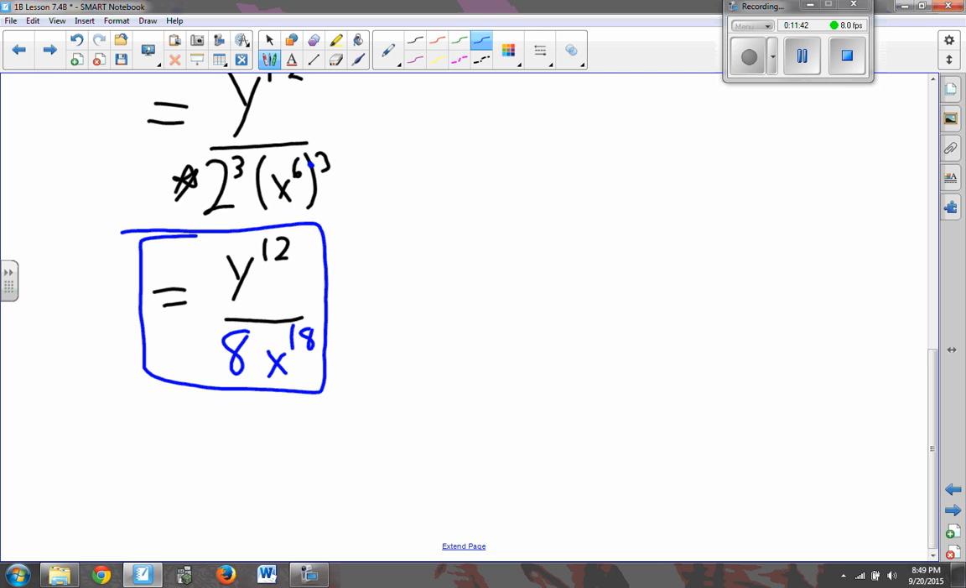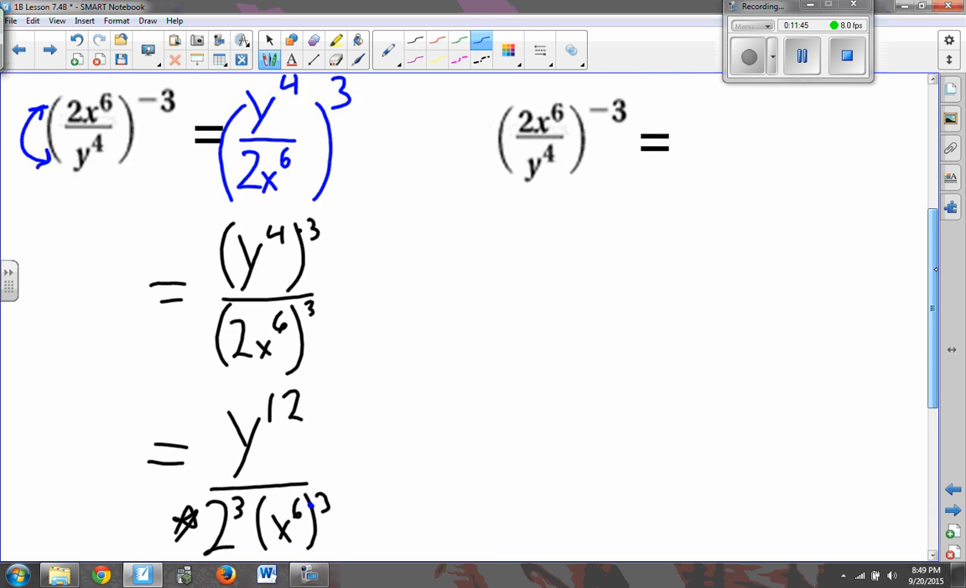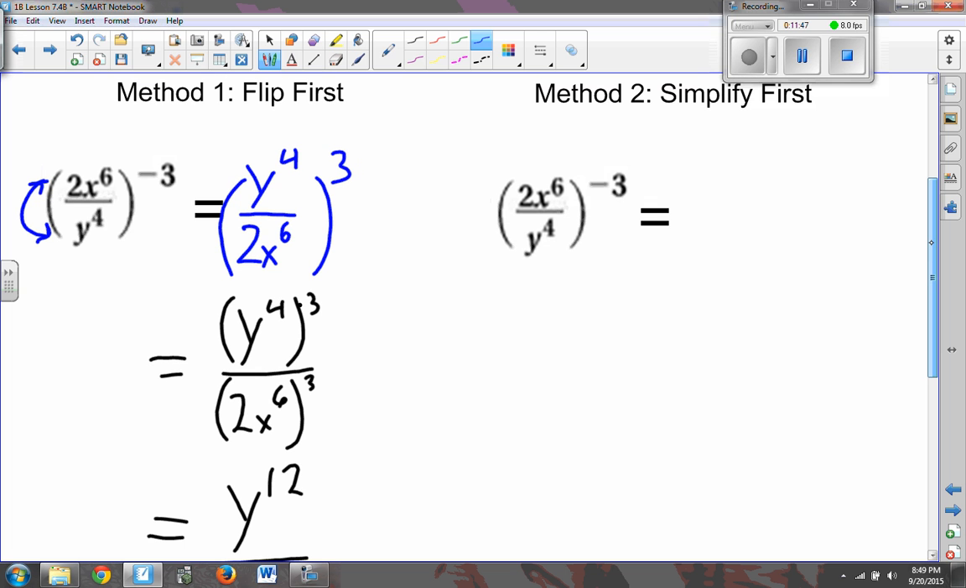Okay. Next, I'm going to do the other method, method 2, and hopefully at the end we end up at the same point with the same answer. So now I'm going to simplify first and then flip at the end. I know I'm still going to have to flip because I see this negative exponent here. All right, but I'm going to simplify it down first, put the negative 3 to each piece of my fraction, and then flip at the end.